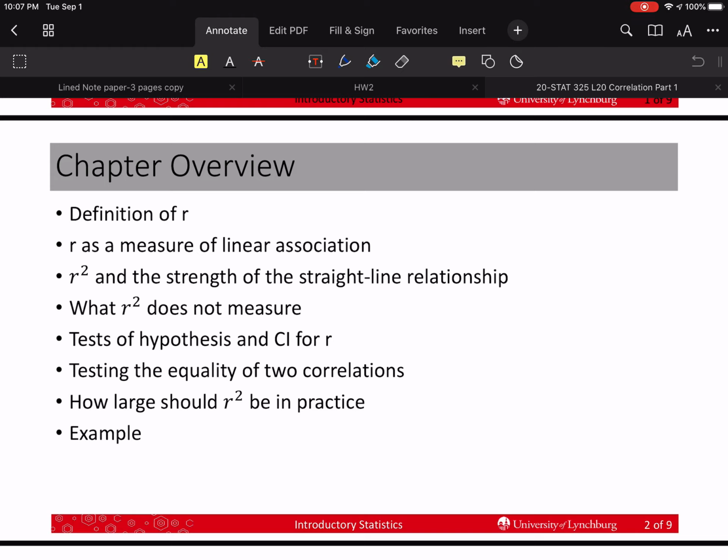Then we're going to talk about R squared and how it measures the strength of the straight line relationship, and what R squared doesn't measure. We're going to talk about how to do hypothesis tests and confidence intervals for R. Then we're going to test the equality of two correlations and talk about R squared in practice, and we'll have a supplementary lecture on the example.